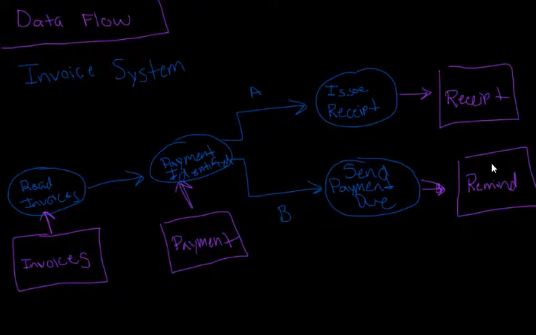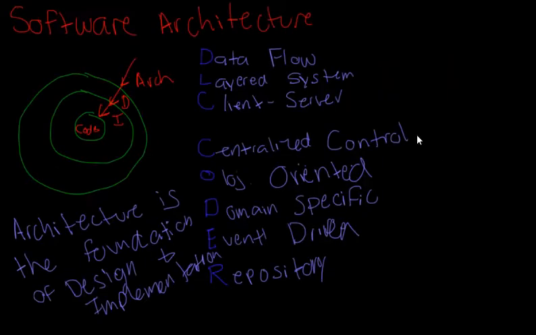And this is the first example of several different software architectures we'll go over. The next one will tackle the layered system, which is very useful for web applications. In fact, I'll probably end up using a web application to explain it. And then after that, we'll go on to client server, then centralized control, object-oriented, domain-specific, event-driven, and repository. And then after that, we would have covered all of our different software architectures, and we'll move on to the next part of the design of our software.